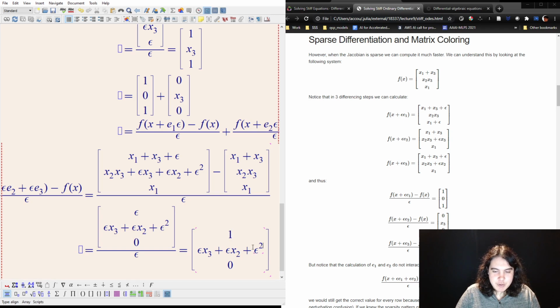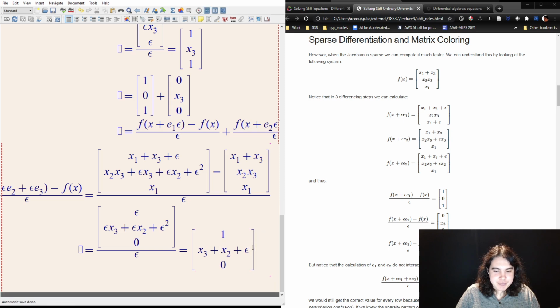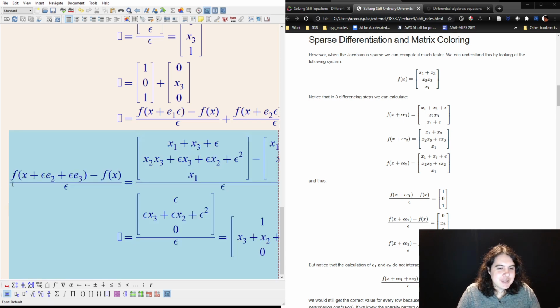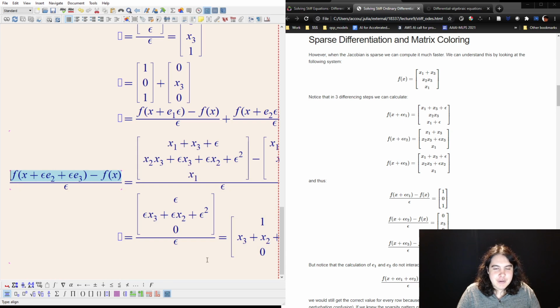So we get something where we have 1, we have x3, we have x2, and we have epsilon. So that's not even defined, right? This isn't just a numerical problem. This isn't even defined, right? Because now the epsilon that you choose for the differencing will actually change the result, right? If you choose epsilon equal to 0, then you get something. If you choose epsilon equals 10 to the minus 5, you get a different answer analytically. Analytically, this thing gives you a different answer depending on your epsilon.